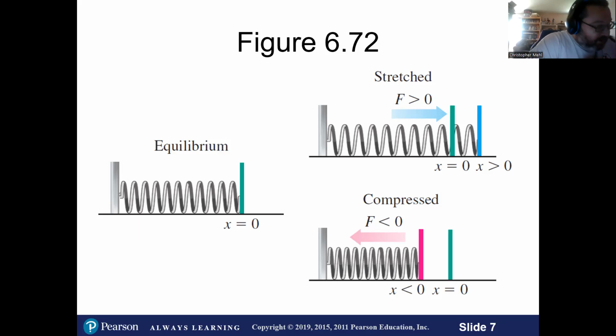Okay, so to stretch the spring to a position x greater than 0, you need a force F greater than 0 in the positive direction. To compress the spring, you need a force F less than 0 in the negative direction. But either way, the force required to keep the spring there is F of x equals k, which is the spring constant, times x, which is the distance we're displacing. Okay, so that's our variable force. And so let's look at an example working with a spring.